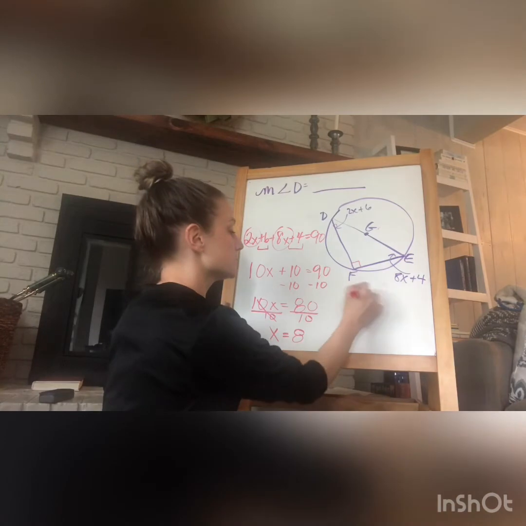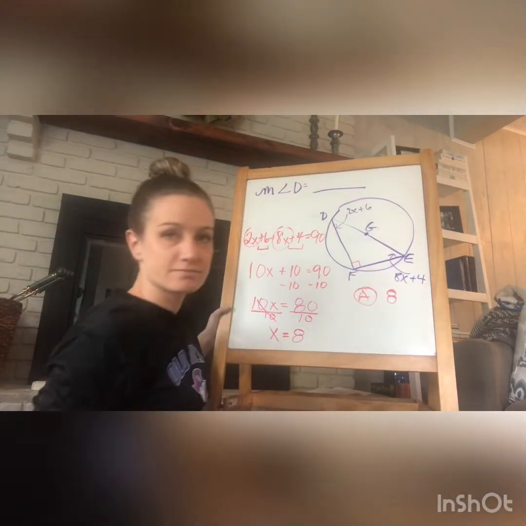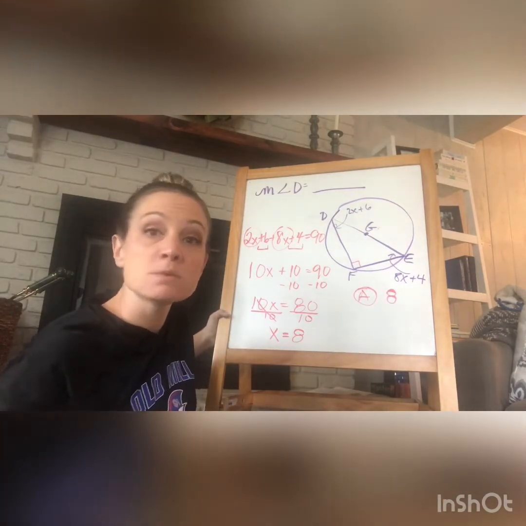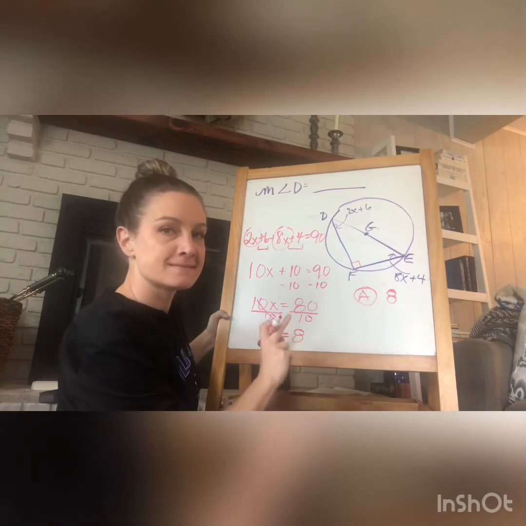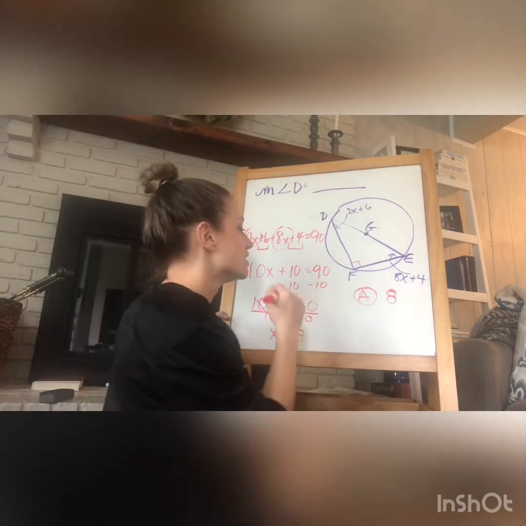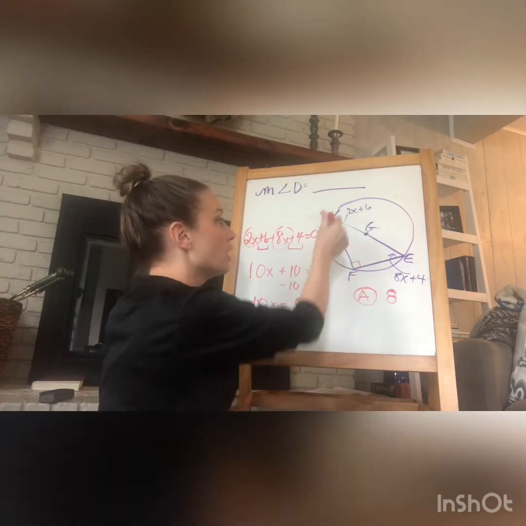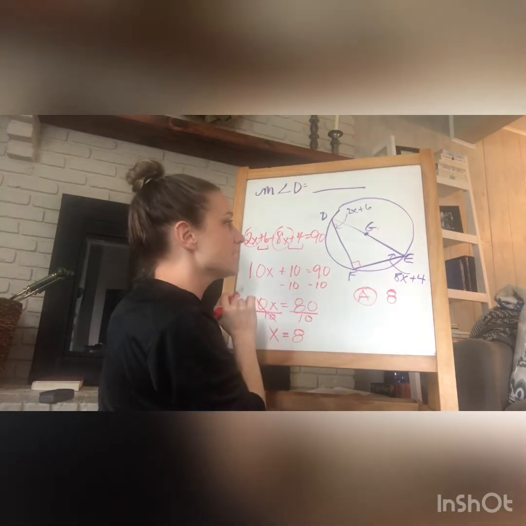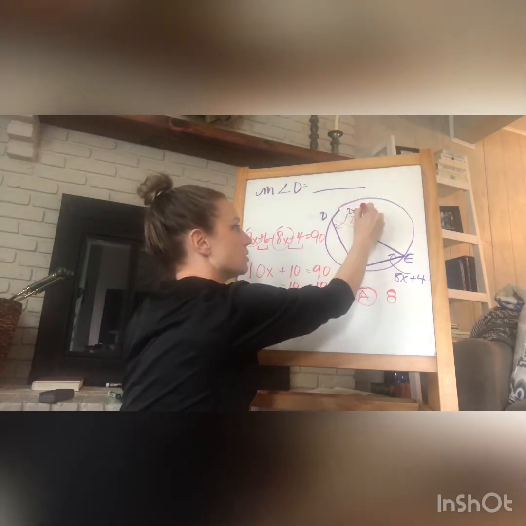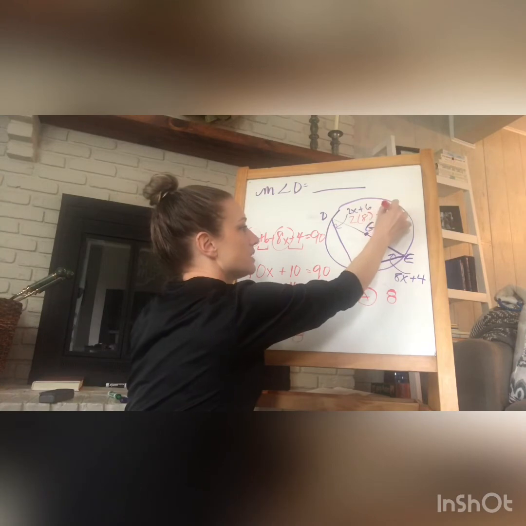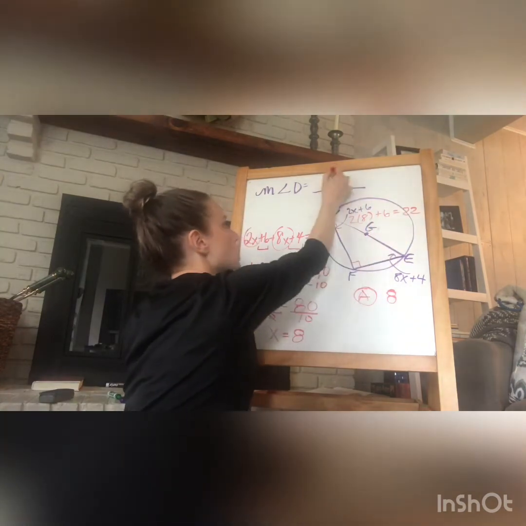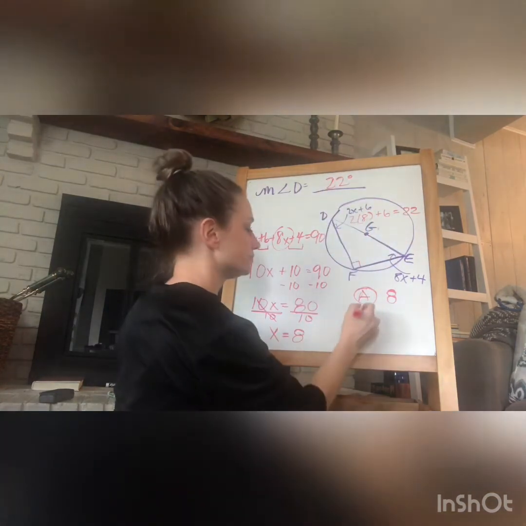If it was multiple choice, choice A, 8. And how many people would pick that? Wrong! We have to go to angle D. And we have to substitute in 2 times 8 plus 6, which gives me 22.